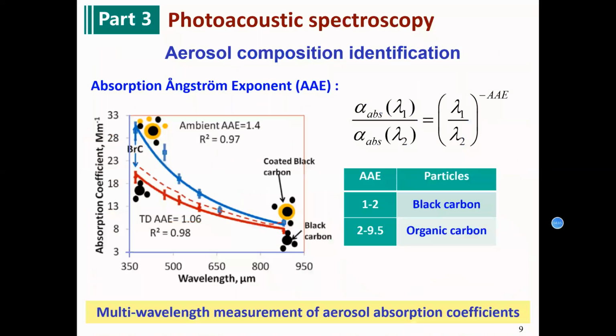Another important parameter for the particle is the absorption Angstrom exponent. This parameter, AAE, describes the dependence of absorption coefficients on different wavelengths for different aerosol compositions. The AAE has different values. For black carbon, this value is around 1, and for organic carbon, this value is from 2 to 9. Therefore, multiwavelength measurement of aerosol absorption can be used to identify the aerosol composition.